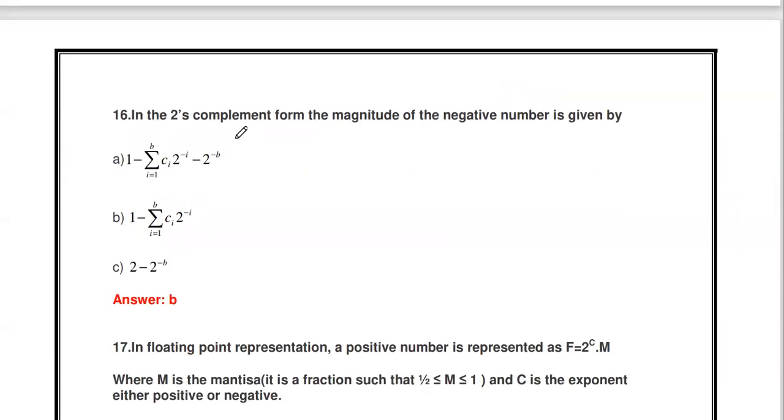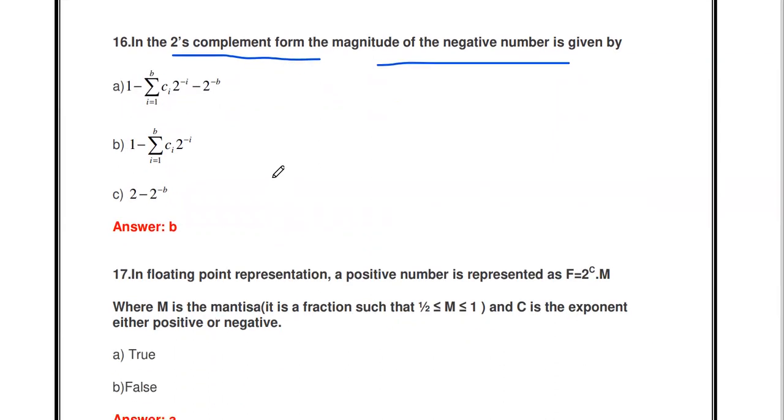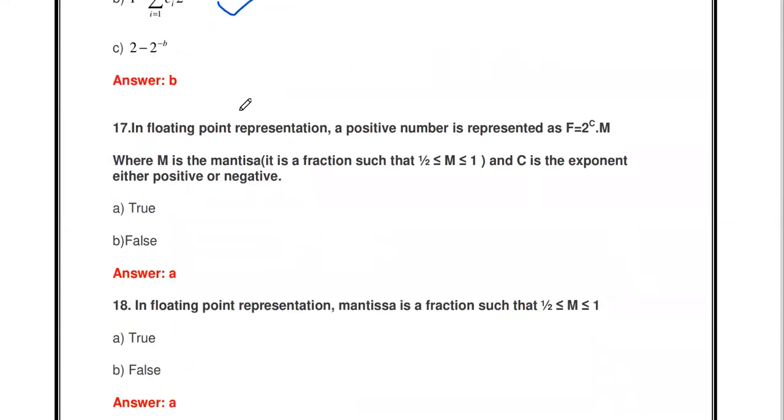Then the next question: in 2's complement form, the magnitude of a negative number is given by dash. In 2's complement form, the magnitude of a negative number is given by 1 minus summation i equal to 1 to b of c_i 2 to the power minus i. This is the formula to find the magnitude of a negative number in 2's complement form. These are all the questions from fixed point representation.